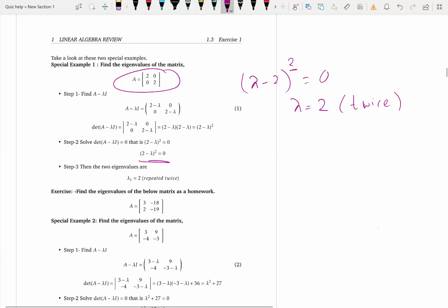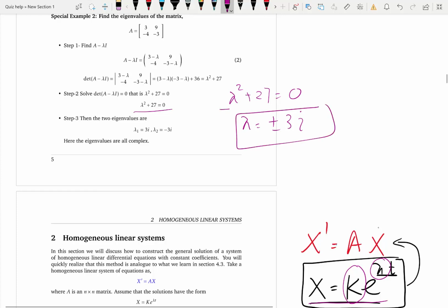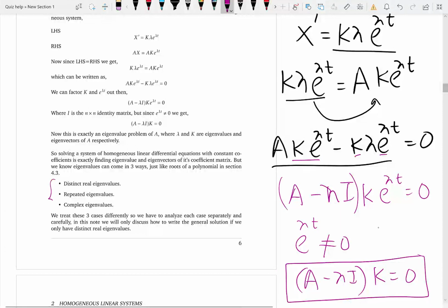Okay. And then we can have complex eigenvalues. So for example, the characteristic polynomial here is lambda squared plus 9 is equal to 0. So the eigenvalue is plus or minus 3i. Okay. If you factor this, use the quadratic formula. So the same thing can happen to us when you're finding eigenvalues. So based on what type of eigenvalue you get, the way we write the solution is different.